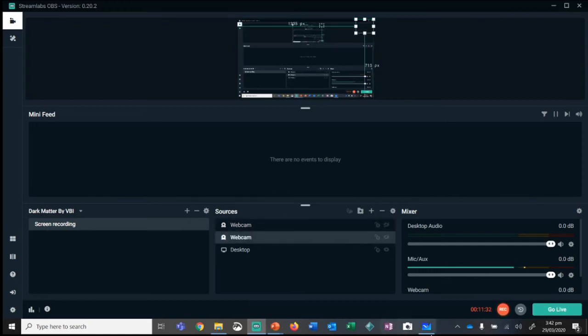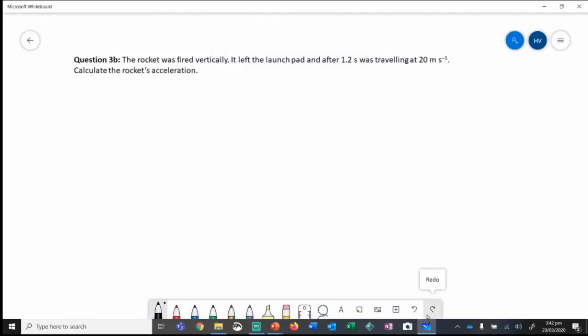I'm going to turn that one off. I'm going to jump here. The rocket was fired vertically, which means it goes upwards. It left the launch pad, and at 1.2 seconds it was traveling at 20 meters a second. So calculate the rocket's acceleration. So we know that, sorry, where's my eraser? So a equals change in velocity over change in time.